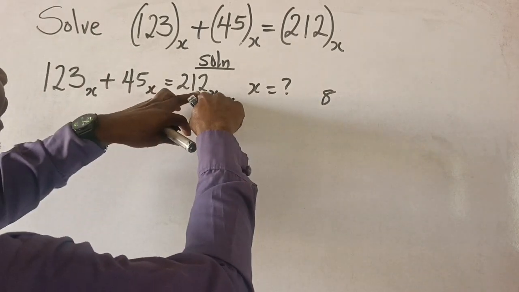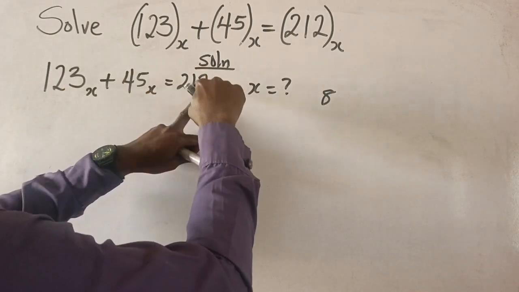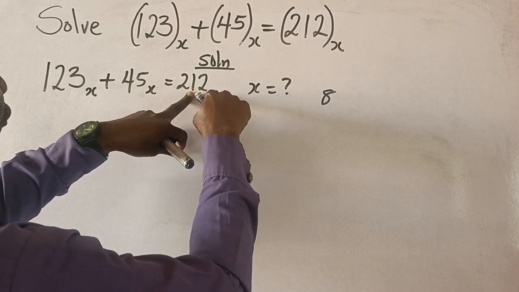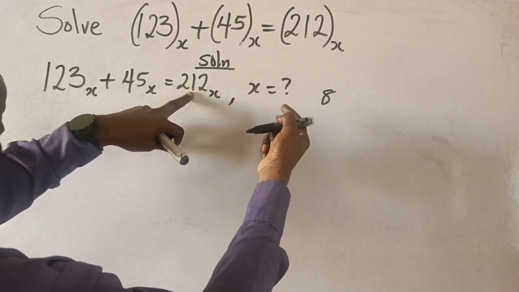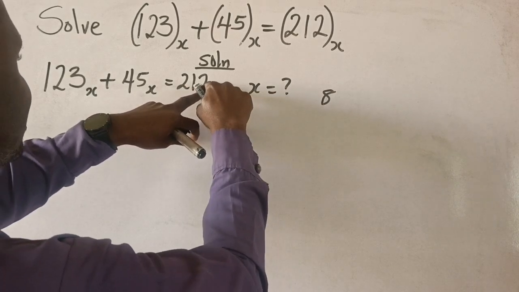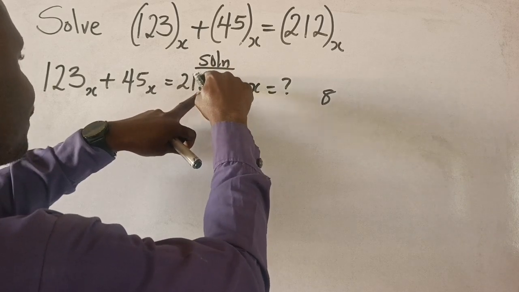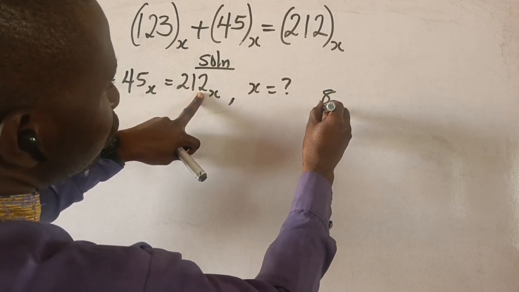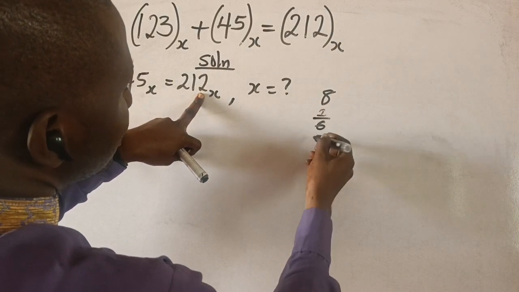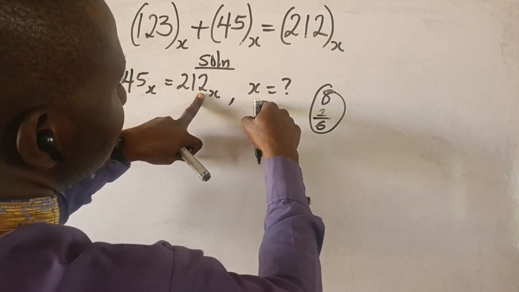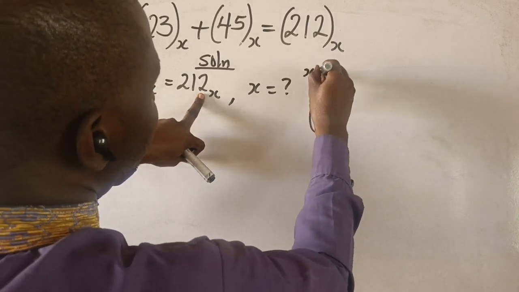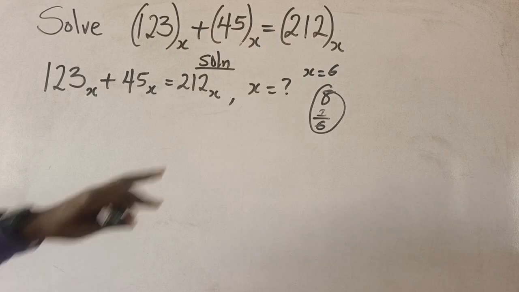Now consider the result here. After adding these two numbers together, the result is 212 base x. But we want to guess, in case of an objective question, the digit in the unit place here, which is 2. Then by taking away 2 from 8, we have 6. So therefore, the answer has to be 6, x equals 6. Now let's solve it. So x has to be 6.